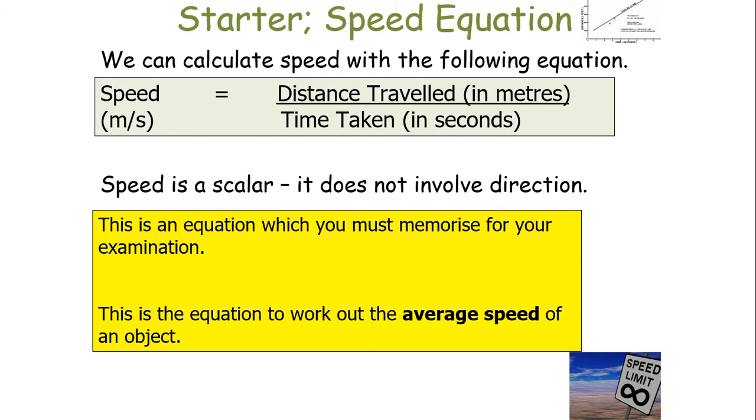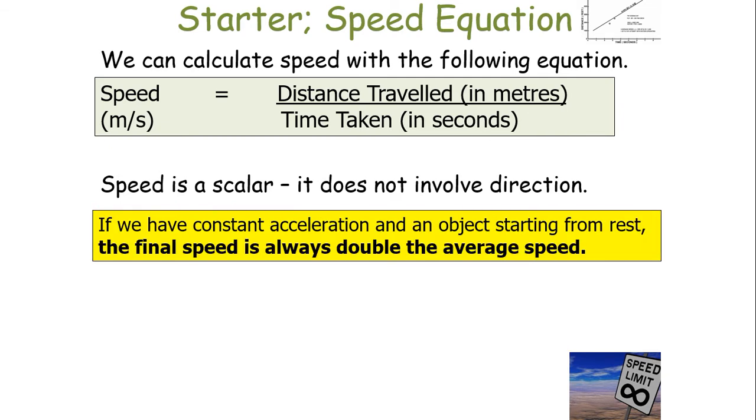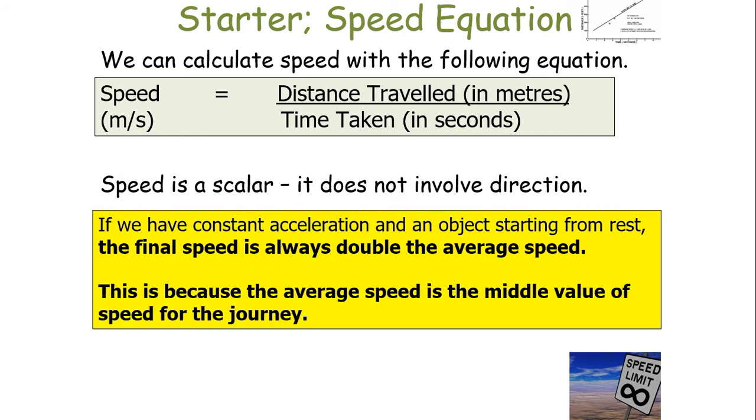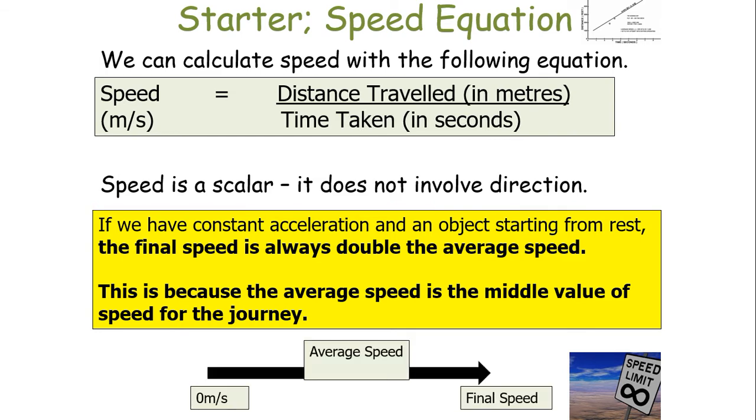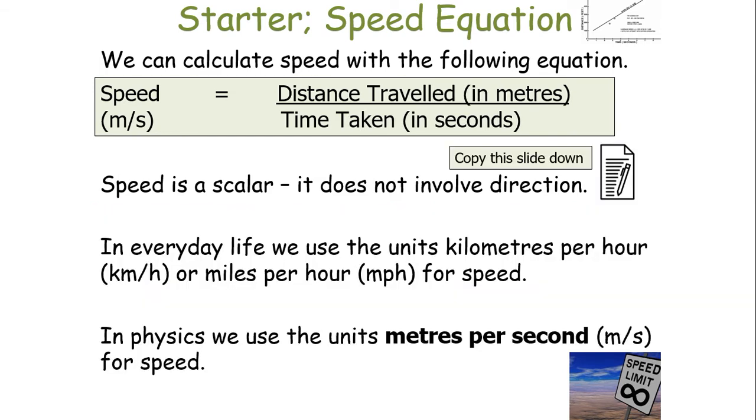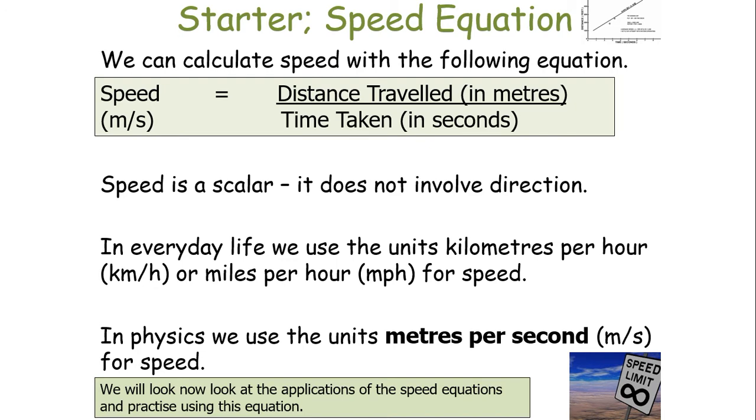Now, this is the equation used to work out the average speed of an object, because objects rarely stay at the same speed. Now, if you have constant acceleration and the object is starting from rest, the final speed is always double the average speed, because the average speed is the middle value of speed for your journey in that instance. So that's a very important idea.